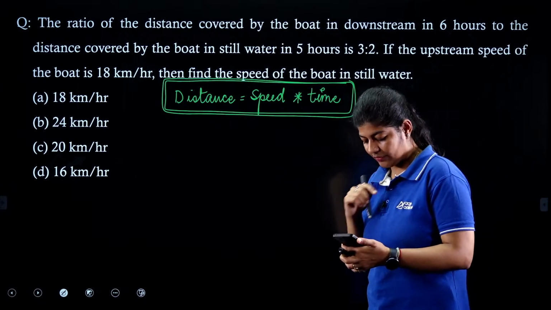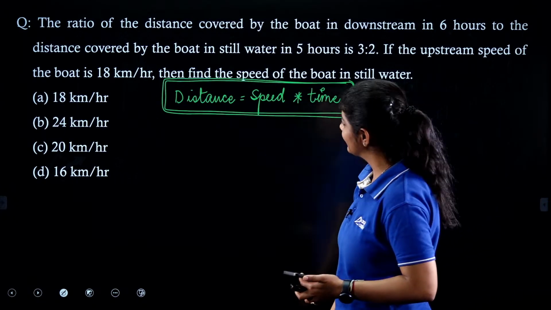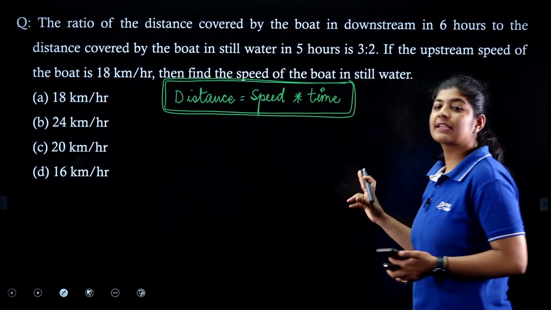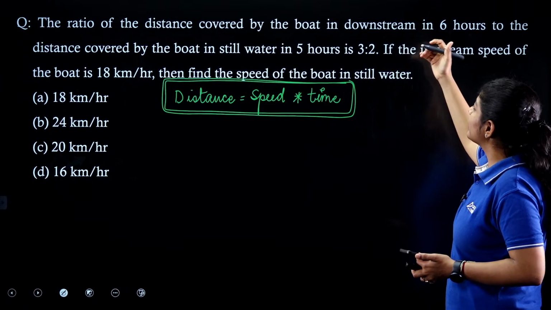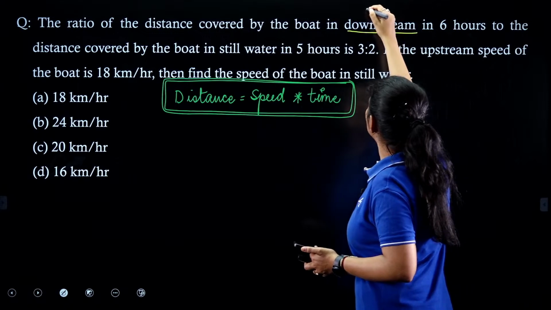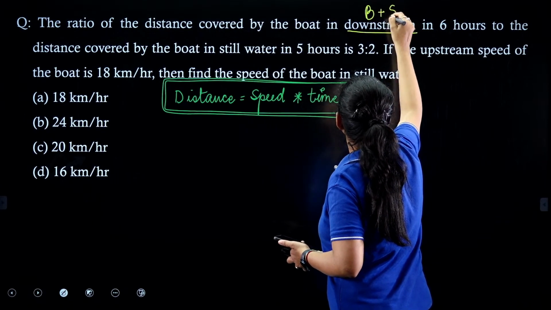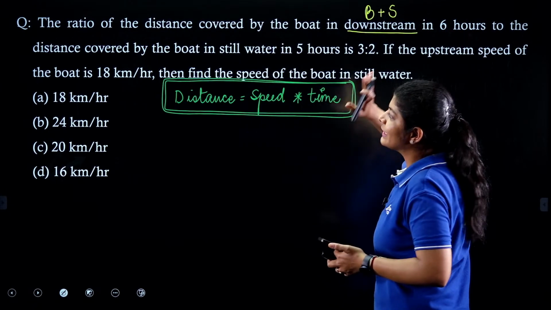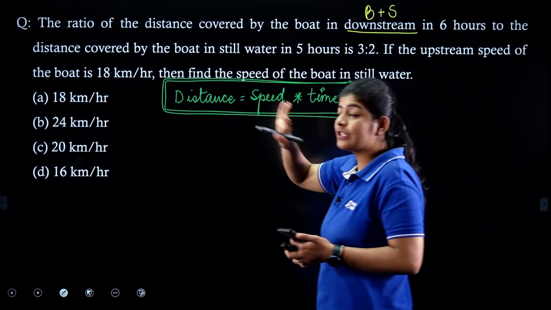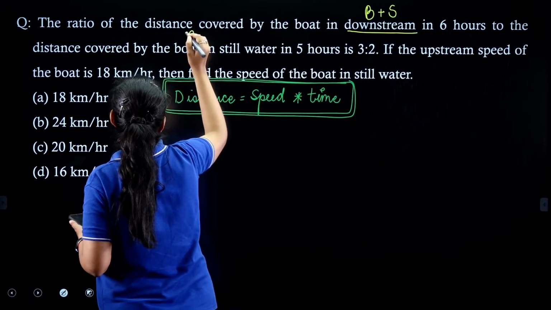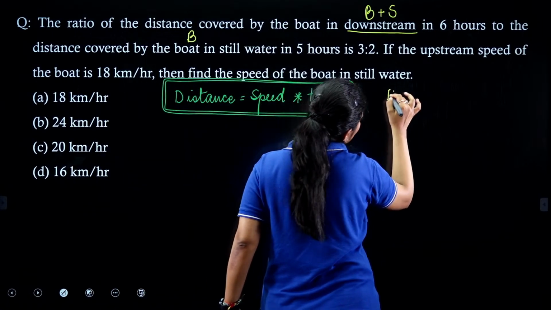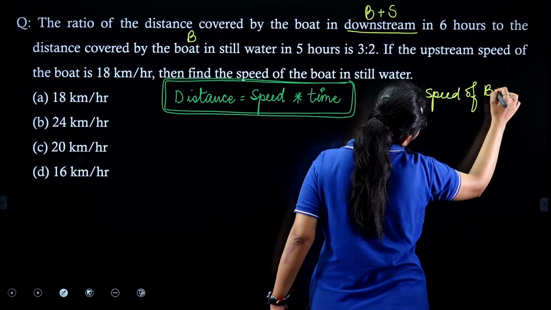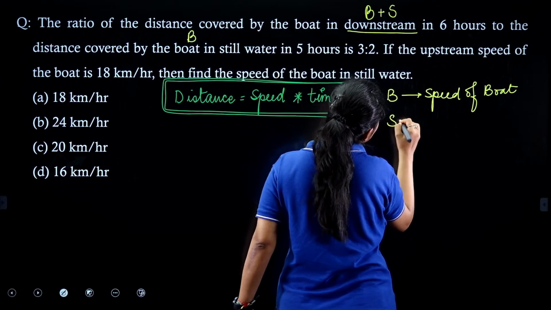Okay, let's start solving it. Okay, easy B, let's see. So we know that the question is saying the ratio of the distance covered by the boat in downstream, where the speed of boat and the speed of stream get added, in 6 hours, to the distance covered by the boat in still water. So there's no speed of stream, only the speed of boat, right? So I'm using b as the speed of boat and s as the speed of stream.